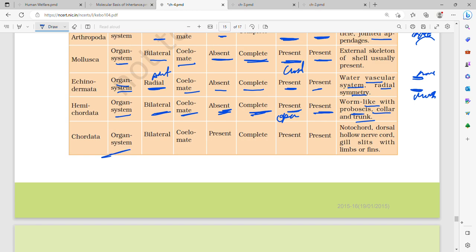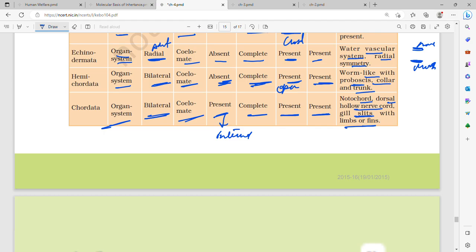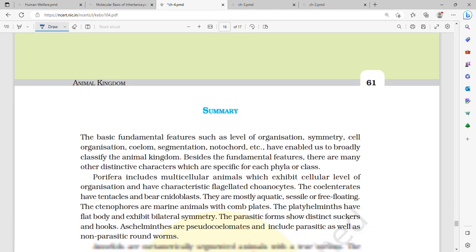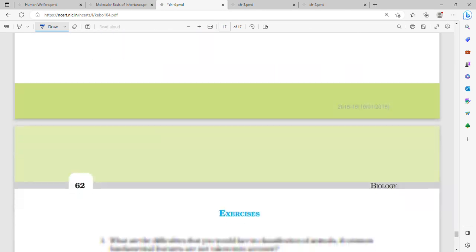Chordata: organ system level of organization, bilaterally symmetrical, coelomate. Only internal segmentation is present. Complete digestive system. Both respiratory and circulatory systems are present, and the circulatory system is of the closed type. Notochord is present. Then a dorsal hollow nerve cord is present, pharyngeal gill slits are present, and they have limbs or fins. Done.